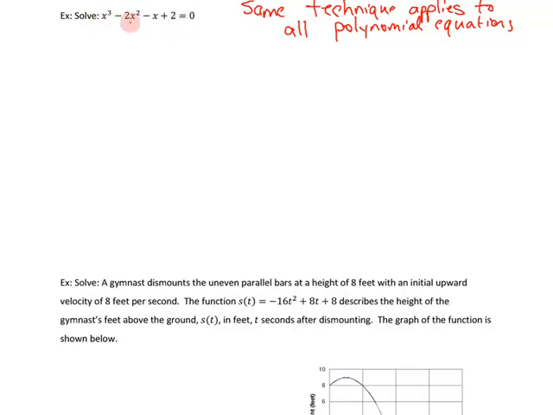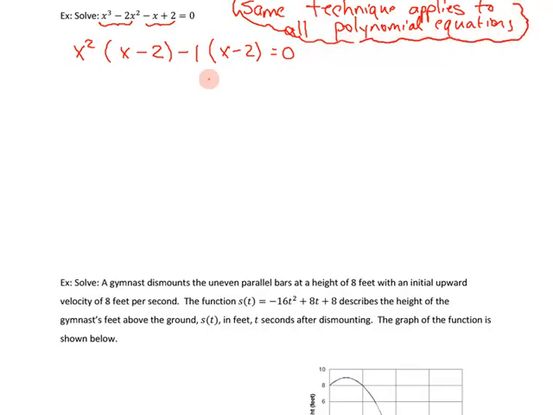We need to factor. How do we factor 4 terms? Remember, if it's 4 or more, we're going to try grouping. So we're going to put these together. In the first two, I can pull out an x squared, and I'm left with x minus 2. In the second two, there's nothing in common, but the first one's negative, so I'm going to pull out the minus 1 and be left with x minus 2. Notice the x minus 2 in both terms, so we pull that out.